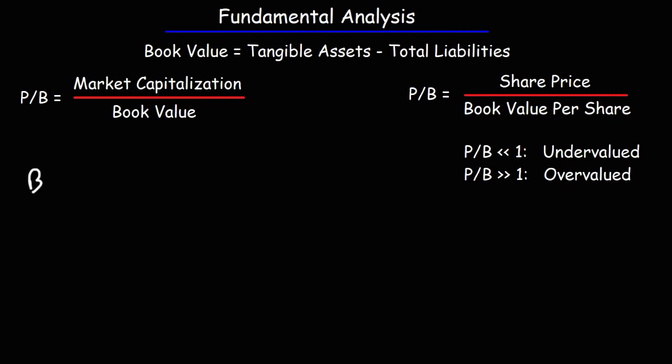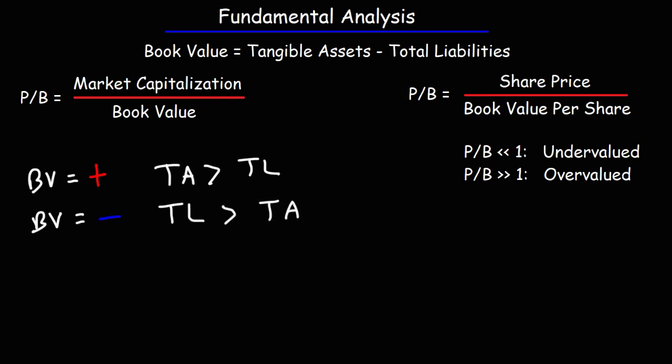Now, if the book value is equal to a positive number, that's good, because that means that the tangible assets exceed the total liabilities. If the book value is negative, that's not good. That means that the company is in a lot of debt. That means that the total liabilities exceed the total assets. So a positive book value number is good, but a negative book value number is not good.